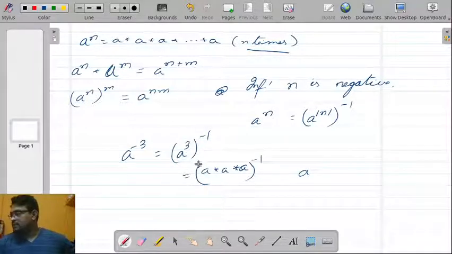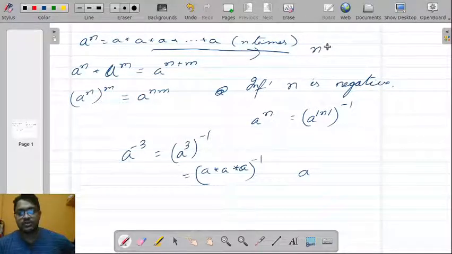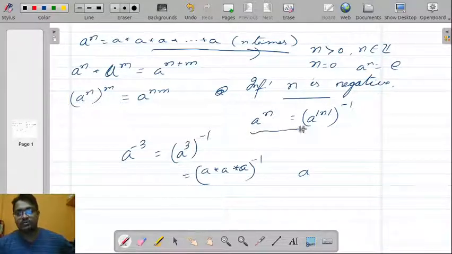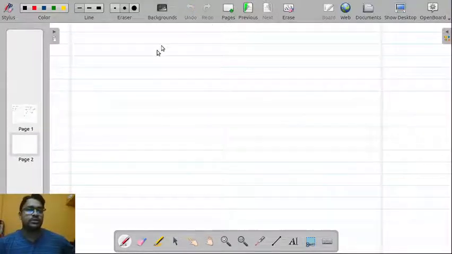If n is positive, of course, this notation is for n greater than 0 and n belongs to Z. For n equal to 0, a to the power n is the identity element, and if n is negative, a to the power n is a to the power mod n whole inverse. We know how to compute a to the power mod n, because it is just a star a star a star, taken mod n times. So this is the notation we will be using.